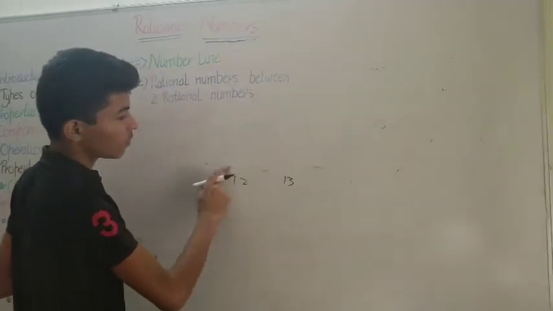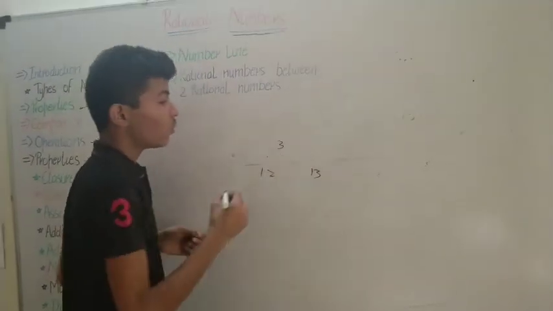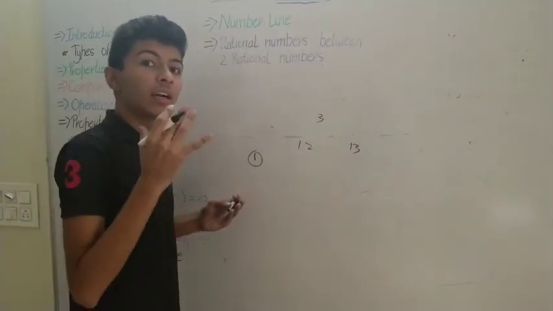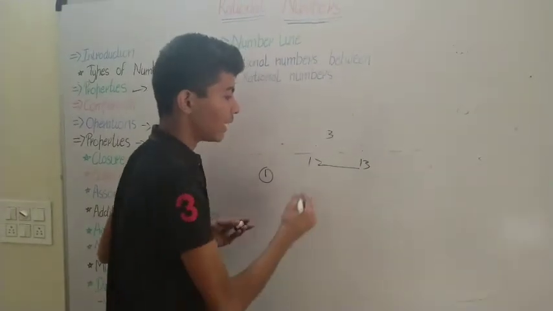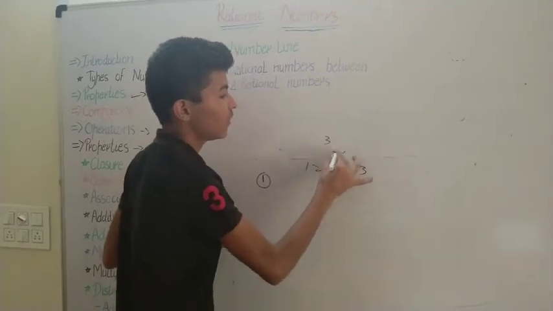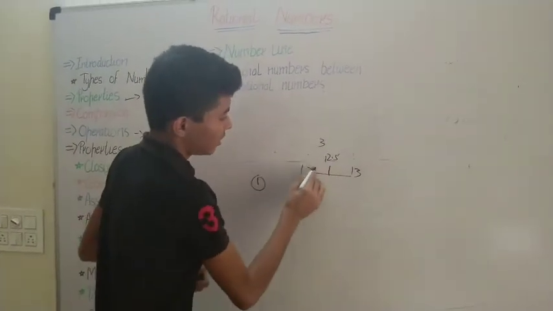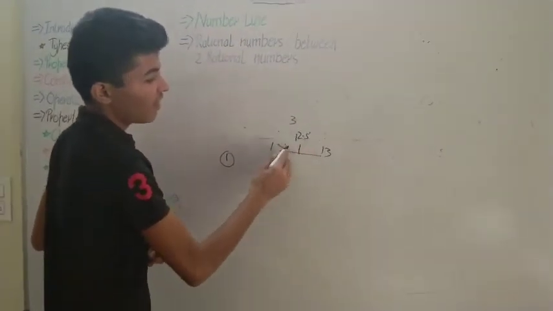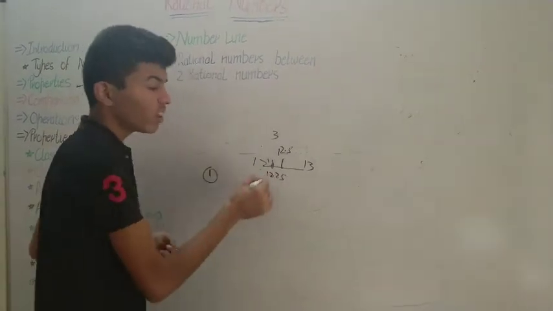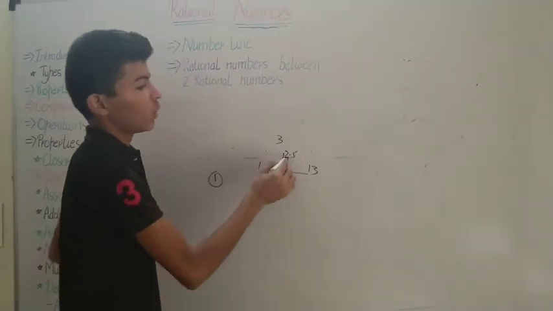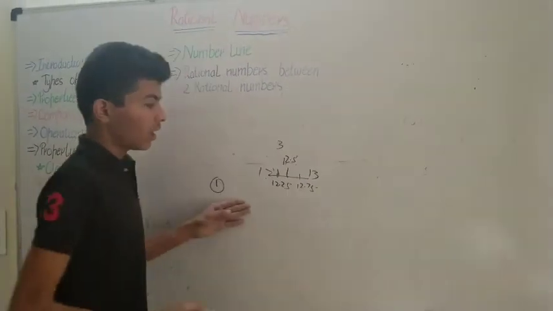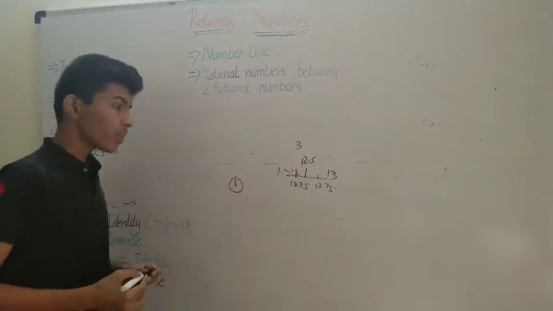Between 12 and 13, three rational numbers you can find by two methods. One method is by dividing these numbers. We add both numbers and divide by 2, and we get 12.5. That is also between them. Now you can take the sum of 12 and 12.5 and divide by 2, and you will get 12.25. And now you can divide further and further to get more numbers. Or you can simply take 12.5 plus 13 divided by 2, that is 12.75. You can take the numbers that way.